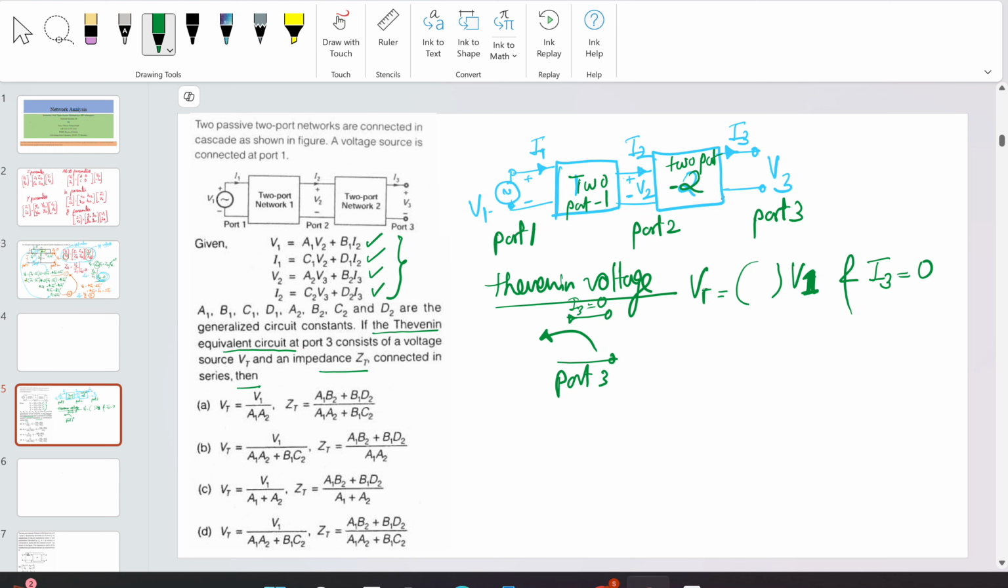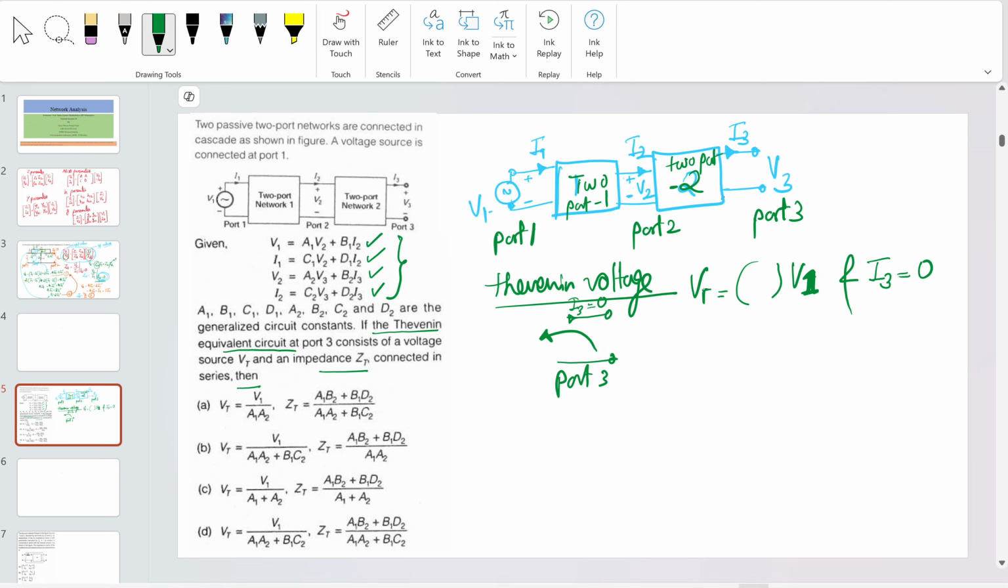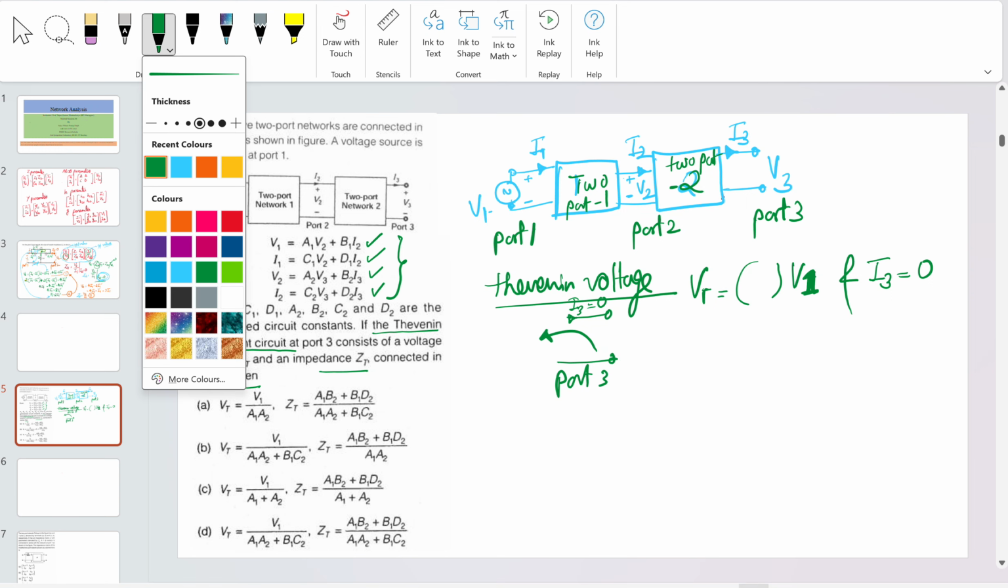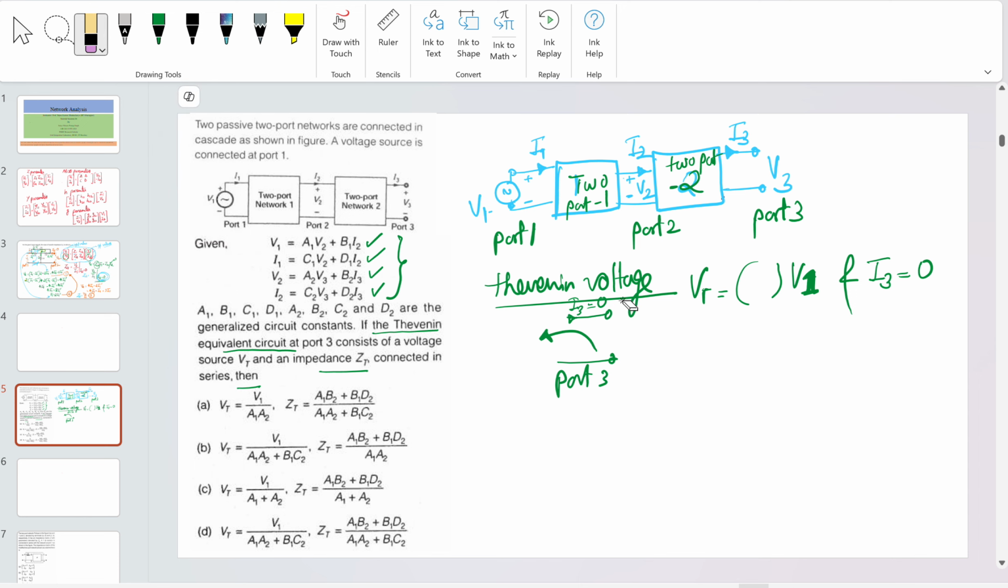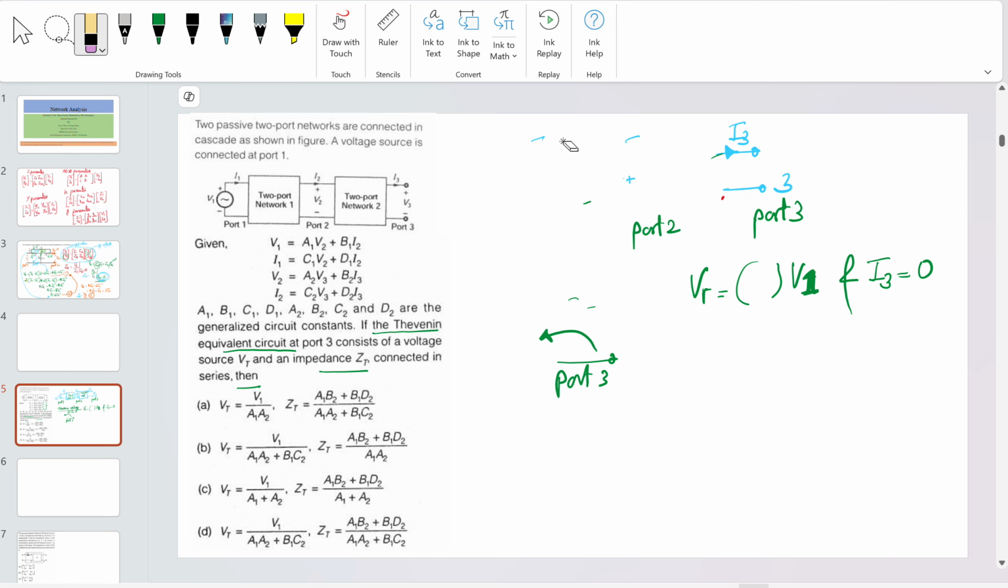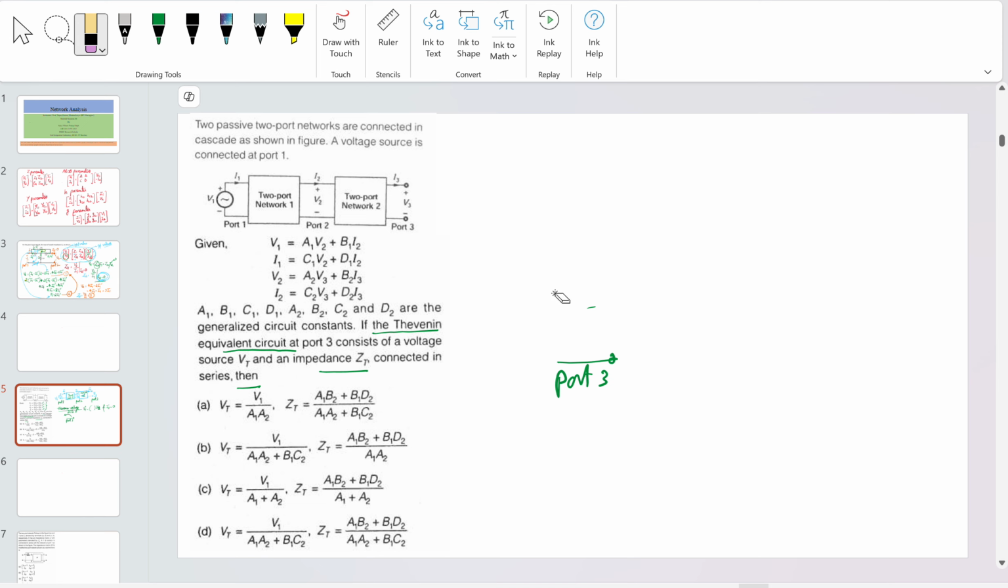Okay, I'm solving this for the Thevenin voltage. After that, you could solve for the Thevenin impedance basically. So let me solve for the Thevenin voltage, from where you will get a few of the ideas. So the problem is easy. It's not that conceptual, but a few understandings are needed because of a few of the basics.